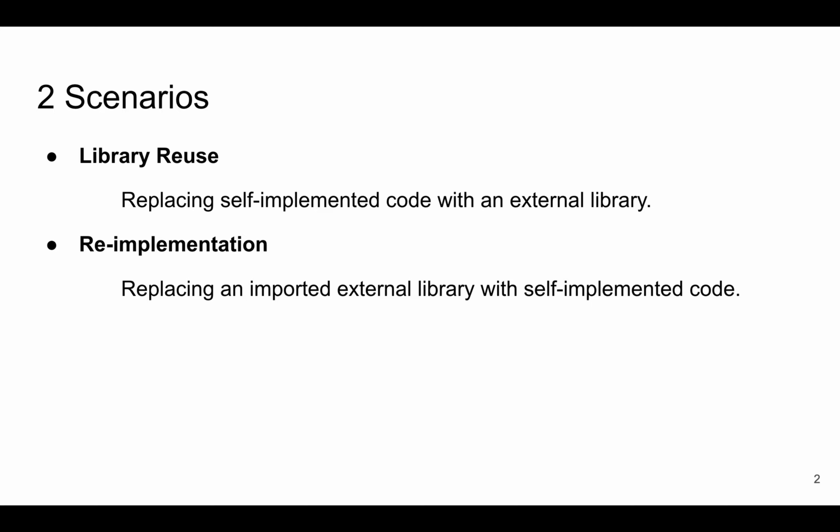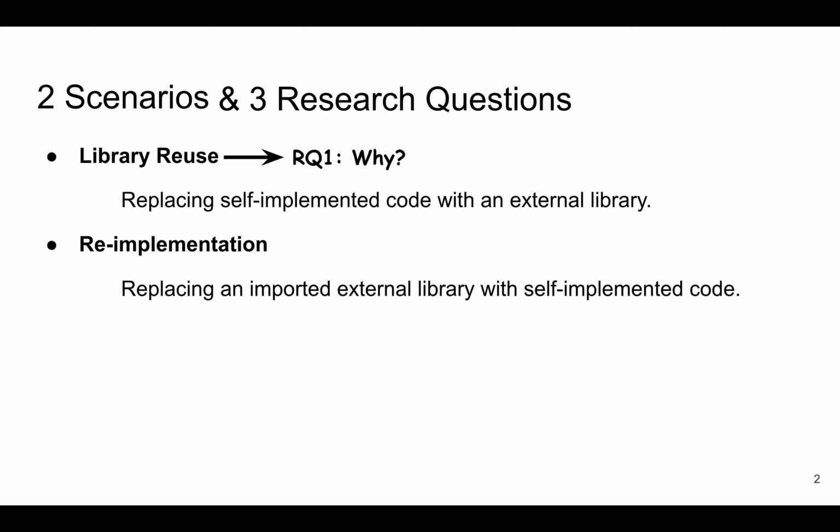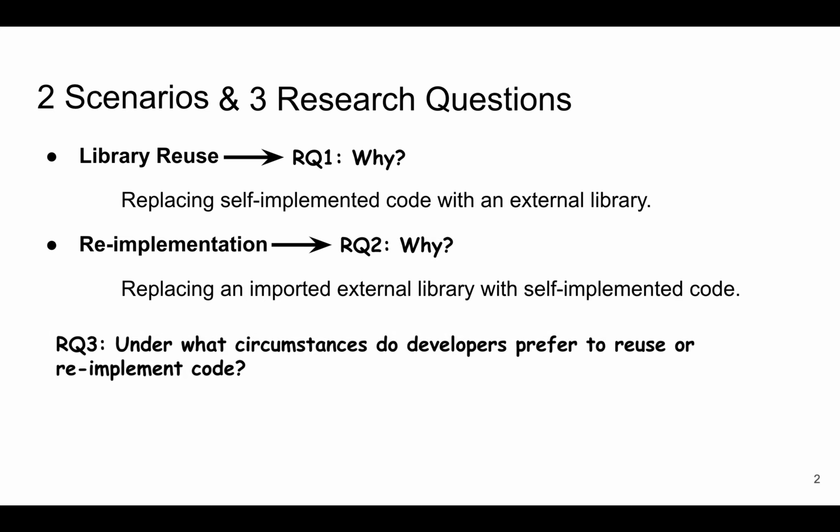So to fill the gap, we propose three research questions to investigate the rationale behind the two scenarios. The first and the second research questions mainly answer the reasons behind library reuse and reimplementation. And the third research question is about under what circumstances developers prefer to reuse or reimplement code.